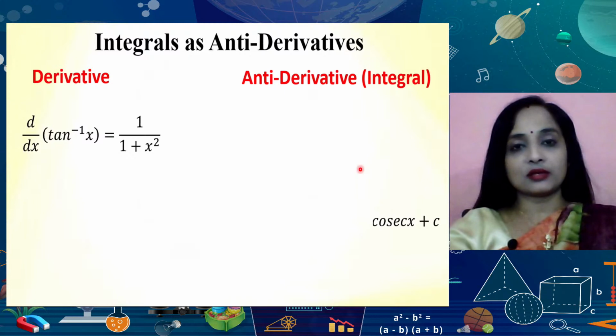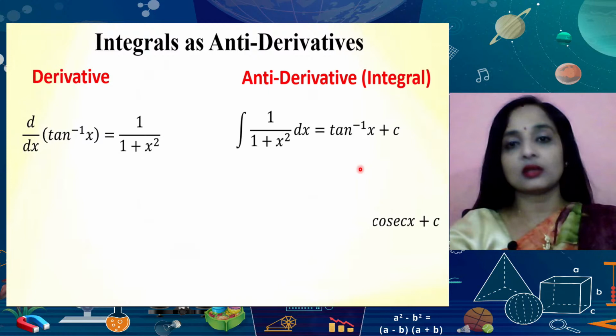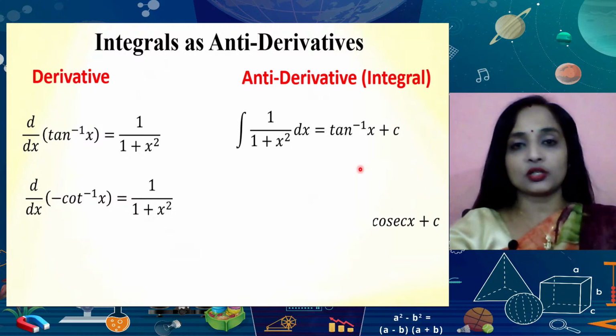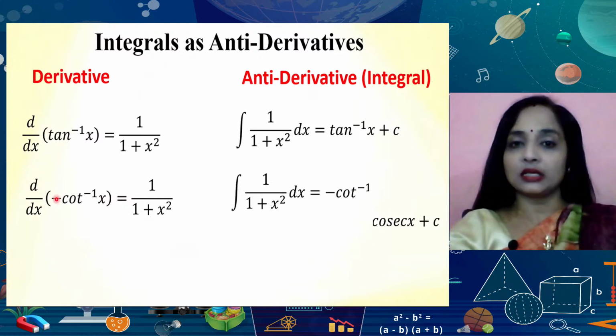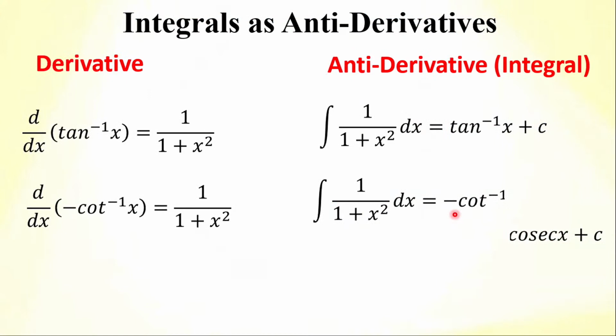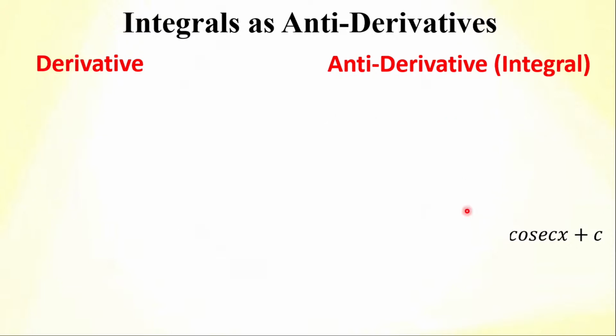Derivative of tan inverse x is 1 upon 1 plus x square. So the integral of 1 upon 1 plus x square is tan inverse x. Derivative of cot inverse x is minus 1 upon 1 plus x square. Or you can shift the negative sign to this side for the same thing. So the integral of 1 upon 1 plus x square can also be minus cot inverse x. Just take care of this negative sign. If this is there, you can get the same answer. Maybe tan inverse x or minus cot inverse x, depending on your needs according to the question.